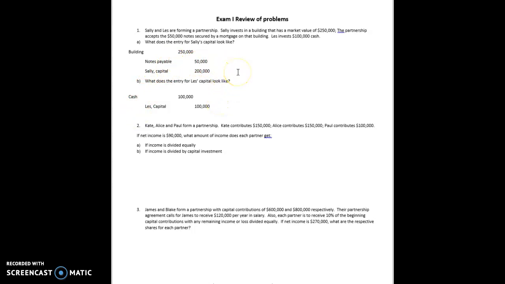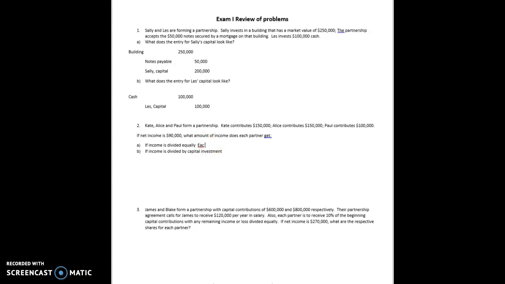All right, let's look at number 2. Number 2 says that Kate, Alice, and Paul form a partnership. Kate contributes $150,000, Alice contributes $150,000, and Paul contributes $100,000. If net income is $90,000, what amount of net income does each partner get? They have two scenarios. First is if income is divided equally, and then if income is divided by capital investment. If income is divided equally, each partner gets a third of it, since there are 3 of them.